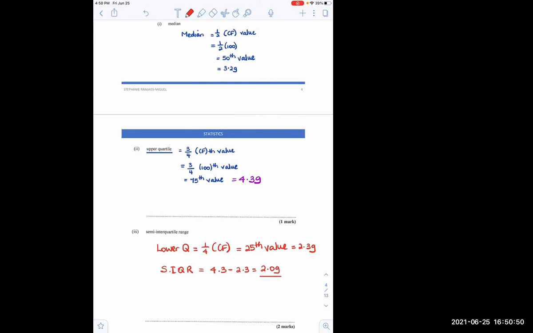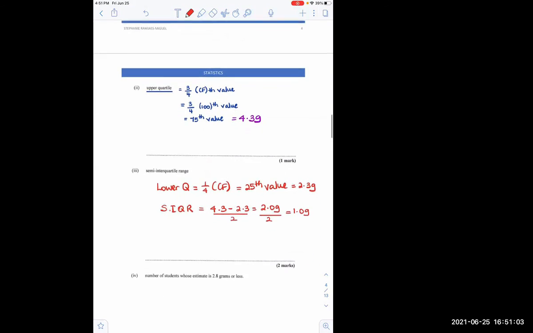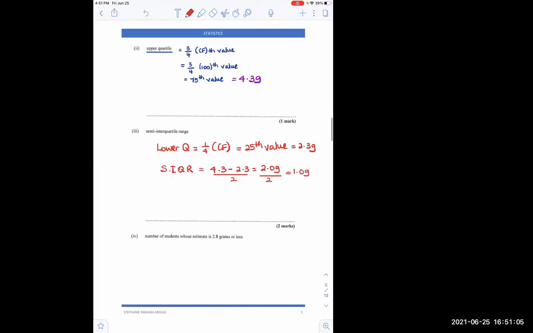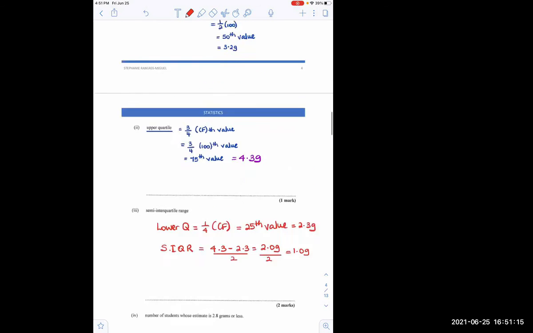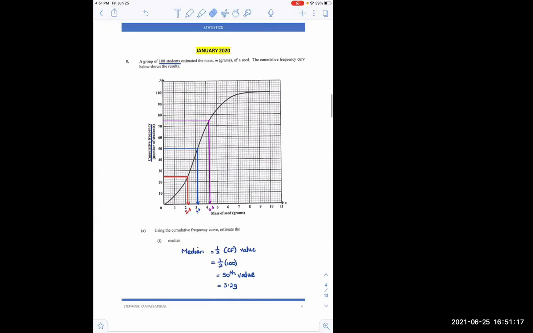No, we have to divide it by 2. So it's 1.0 grams. You all understand that? Or did I do it too quickly? Do you all understand, or do you want me to go over it again? Yes, so let me start again, from the top.